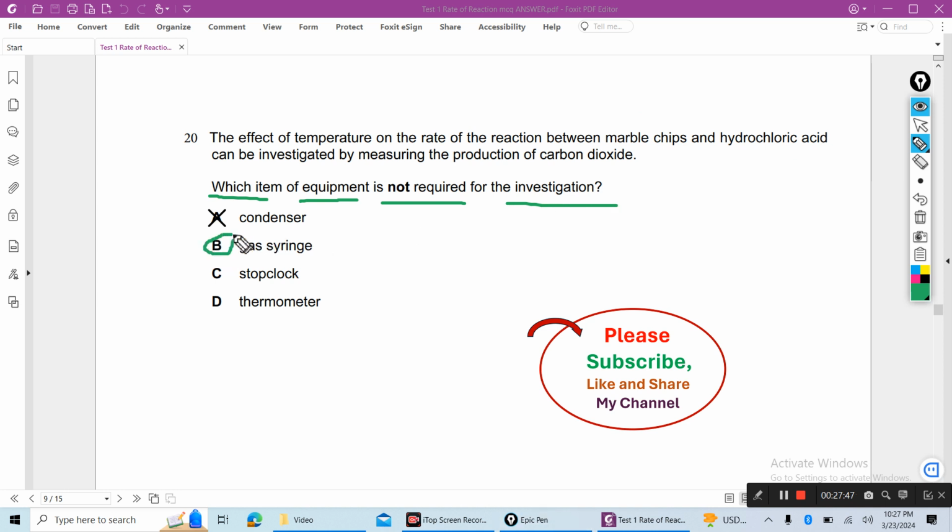A gas syringe is needed to collect the gas and measure its volume. A stopwatch is needed because we measure how much time is taken to collect a definite volume of gas. And a thermometer is needed to measure the temperature. But the function of a condenser is to condense the gas, and there is no function for this apparatus here.